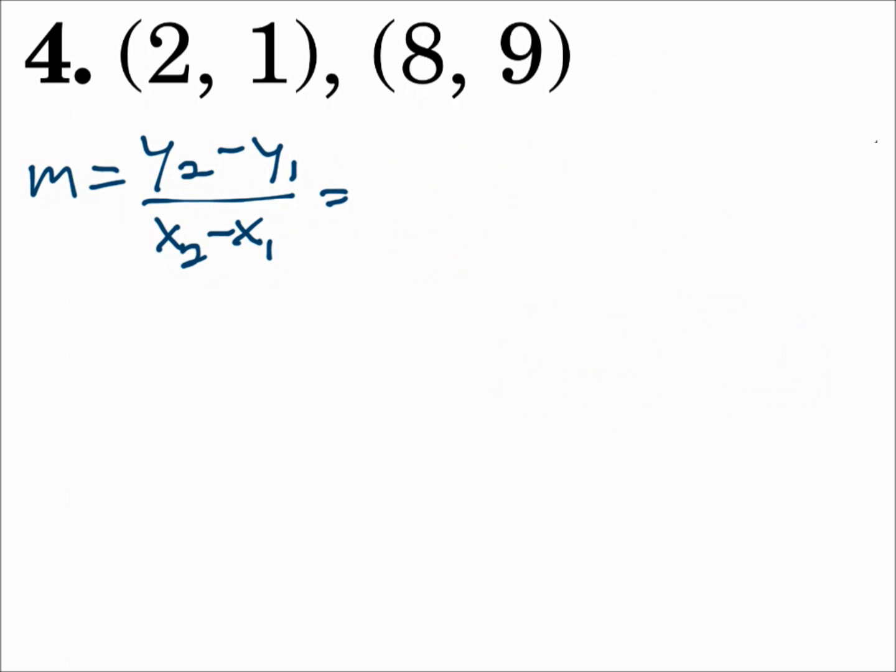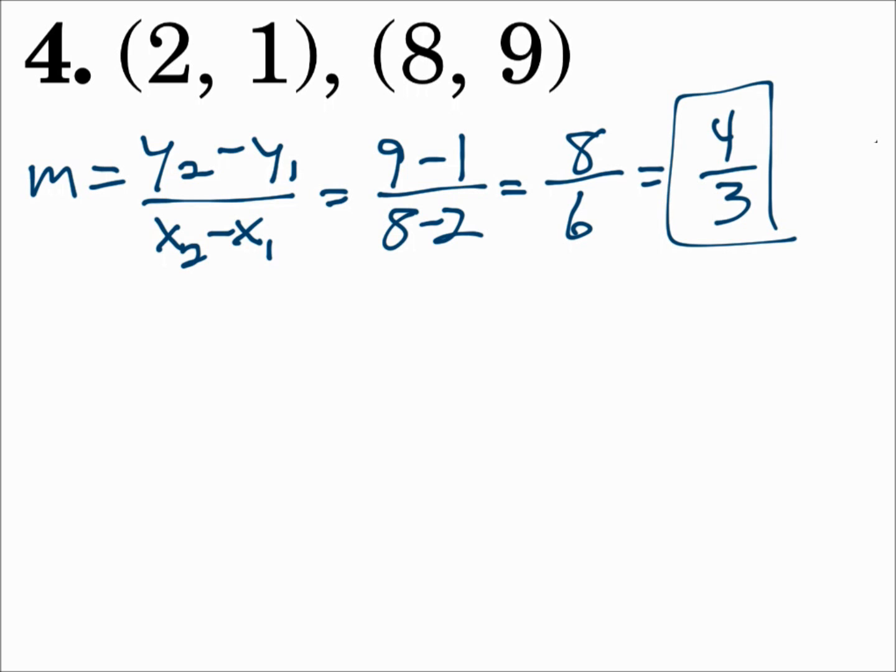Number 4. y2 is 9 minus y1 is 1 over x2 is 8 minus x1 is 2. That's 8 over 6, which reduces to 4/3. Substitute in and simplify. Make sure your answer is reduced.